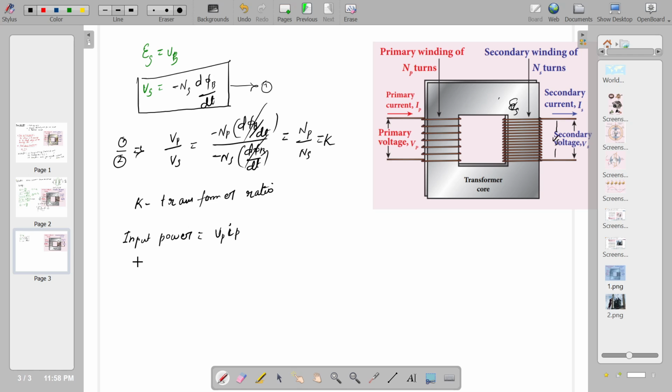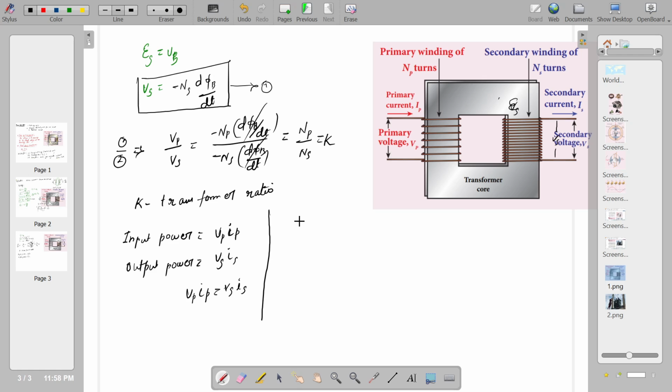If you are taking the output power, again the same product, but instead of subscript p, you use subscript s. That is the secondary voltage times the secondary current. For the ideal transformer, the flux linked with the primary is equal to the secondary, so the power will be equal. So you can say Vp Ip is equal to Vs Is.